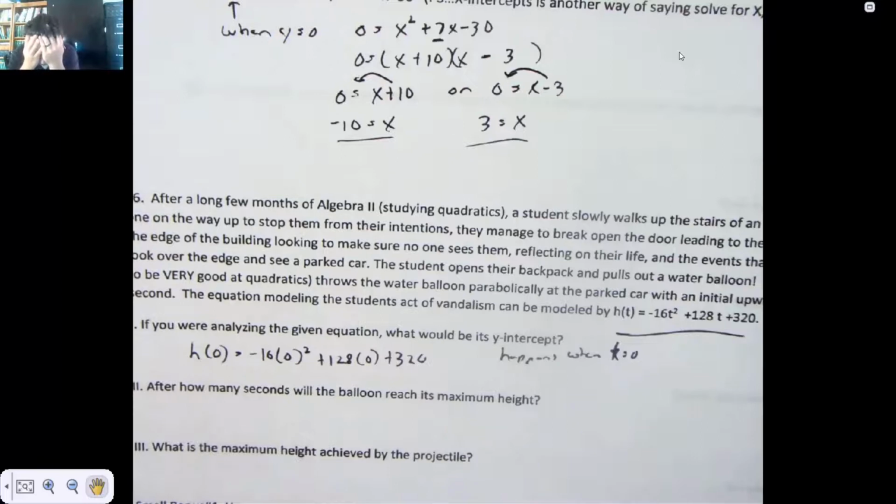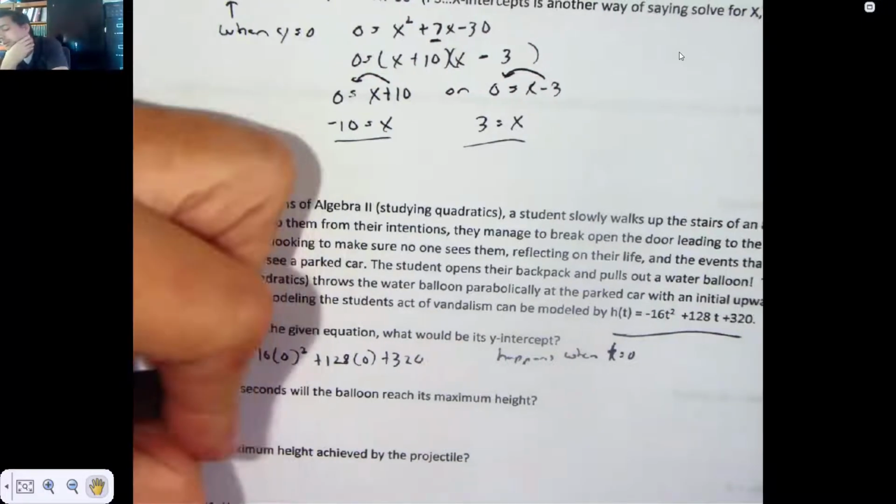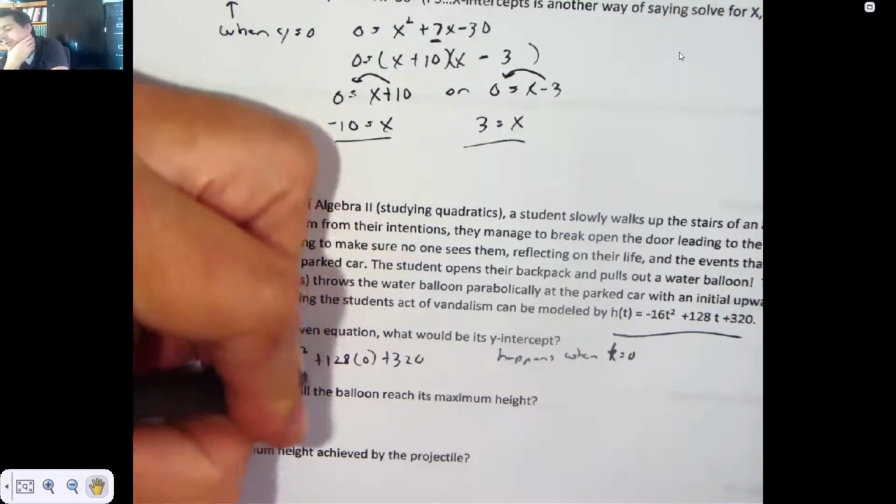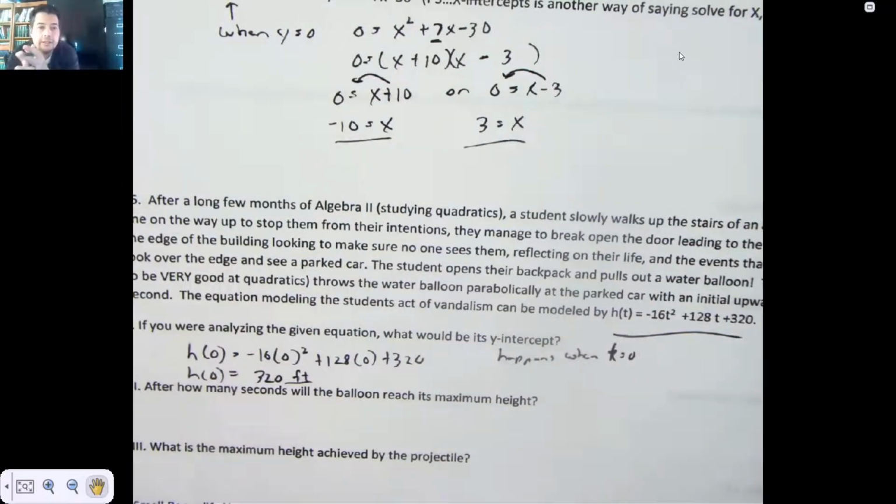And of all the kids in Algebra 2, and there's 90 of you, 20 of you will miss this. I don't know why. It's called apathy. Don't know, don't care. That's all I can come up with. The height at 0 seconds is 320 feet, 320 feet in the air. All right.